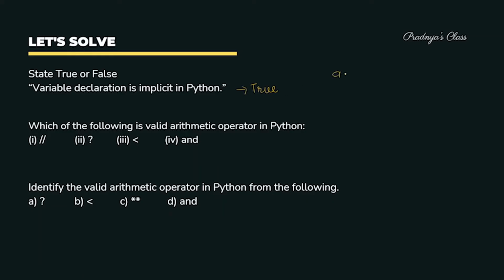We don't have to specify the data type of the variable when we are declaring it. The data type of the variable depends on the value which we are initializing to it.